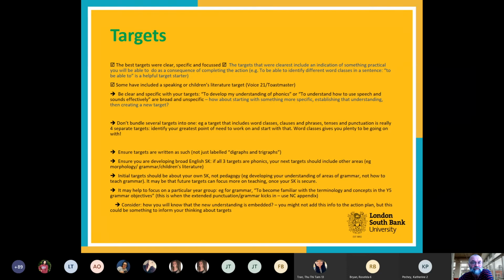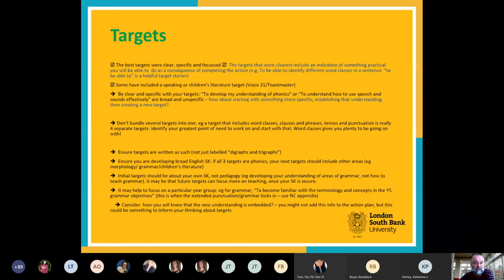To develop my understanding of phonics, or to understand how to use speech and sound effectively, are huge things. So think about within that area something a bit more specific. So within the huge range of the subject of phonics, something more precise to focus on. Don't bundle several targets into one, e.g. a target that includes word classes, clauses, phrases, tenses, etc., makes it much more complicated for you to satisfy, because you're trying to tick off all of those parallel targets at the same time.